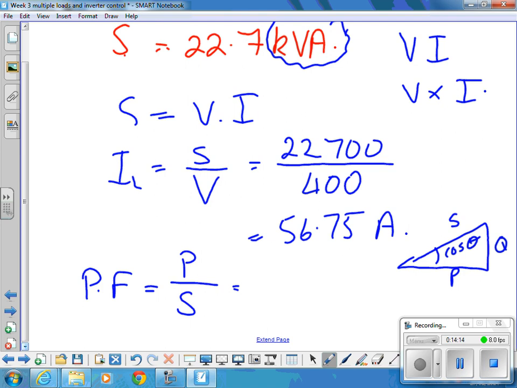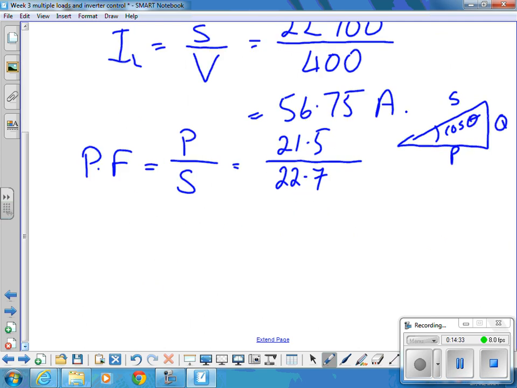Just remind me what the power was, gents, because it's on the other page. 21.5 kilowatts. Oh, and this is 22.7 kVA. Because they're both kilo, we can just use the numbers. And the answer to that is 0.95. So the cos of the angle, or the power factor, whatever you want to call it, is 0.95.